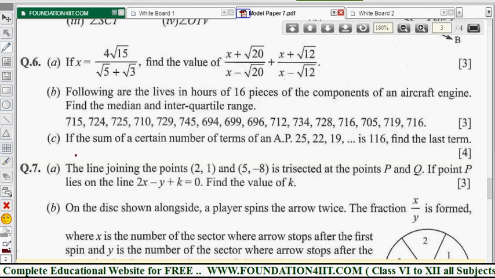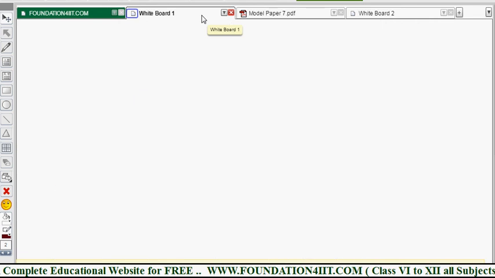And next one is here: if the sum of a certain number of terms of an AP 25, 22, 19, and so on is 116, find the last term. So Sn is given, the last term means An we should find out. Let's take the series and let me do this.